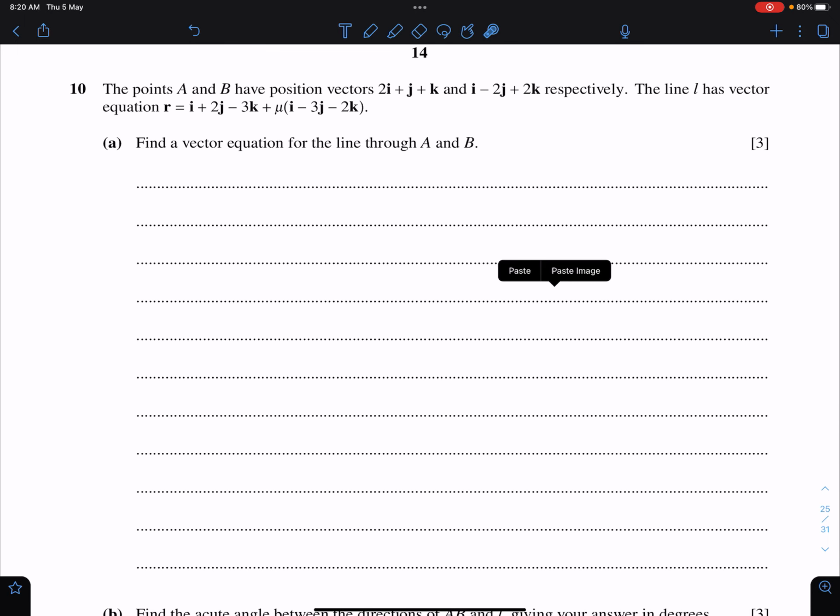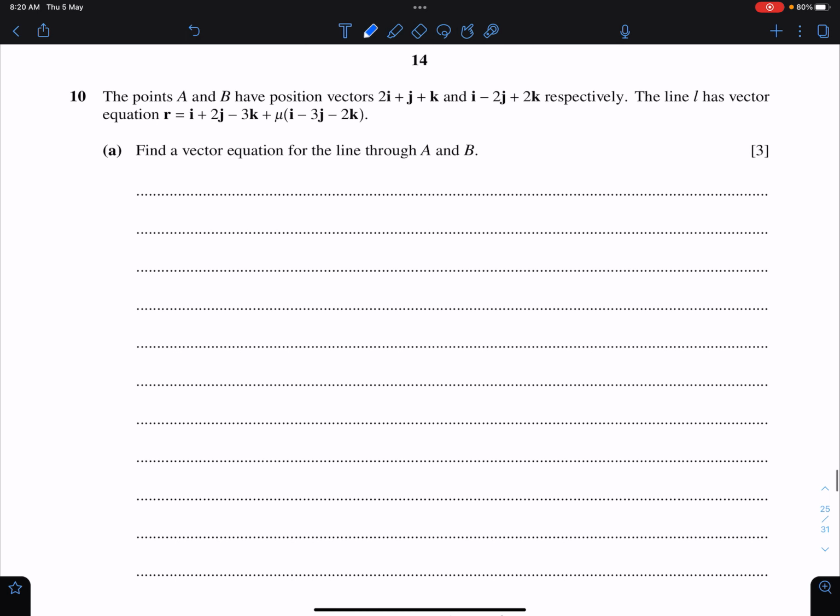Question number 10. This is the position vector A and this is position vector B. The line L has equation. Find a vector equation for the line through A and B. For that we need to find the direction vector of AB, which is Q, equal to AB. This is OB minus OA.